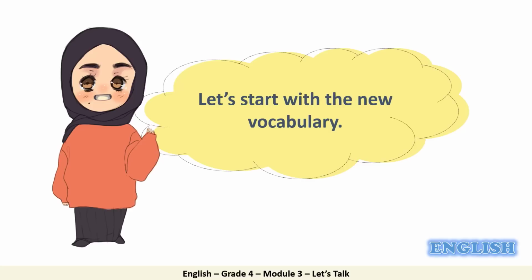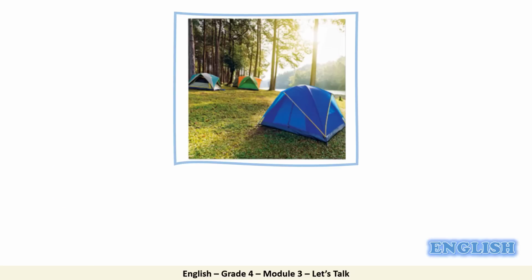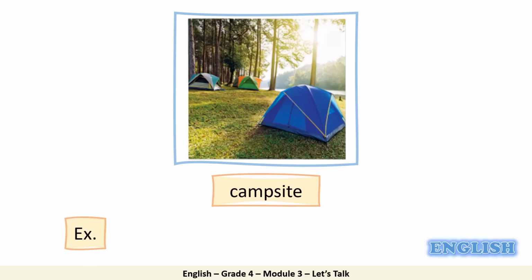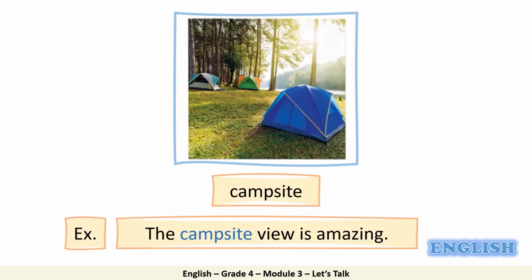And now, let's start with the new vocabulary. We are going to learn their meanings and their use in sentences. Look at the picture and tell me, what do you see? There are trees. It's a space that is outdoors. And it seems people sleep there. We call this campsite. Campsite. Now read the example with me. The campsite view is amazing. And the word campsite is a noun.